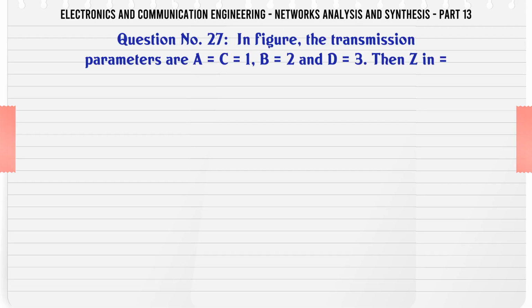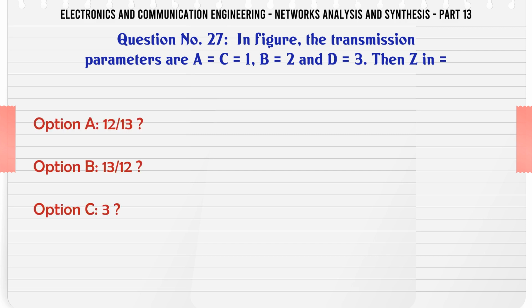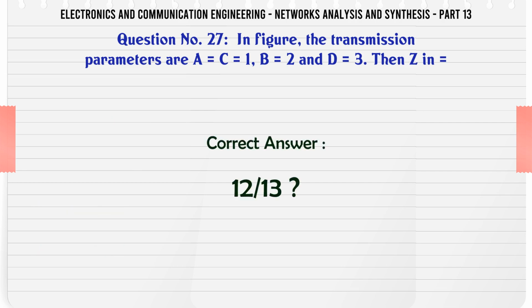In the figure, the transmission parameters are A = 1, B = 2 and C = 3. Then Z in is A. 12/13, B. 13/12, C. 3, D. 4. The correct answer is 12/13.